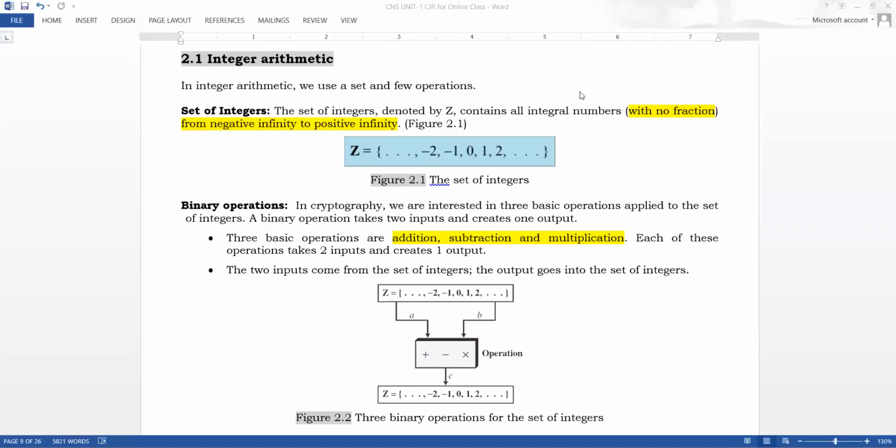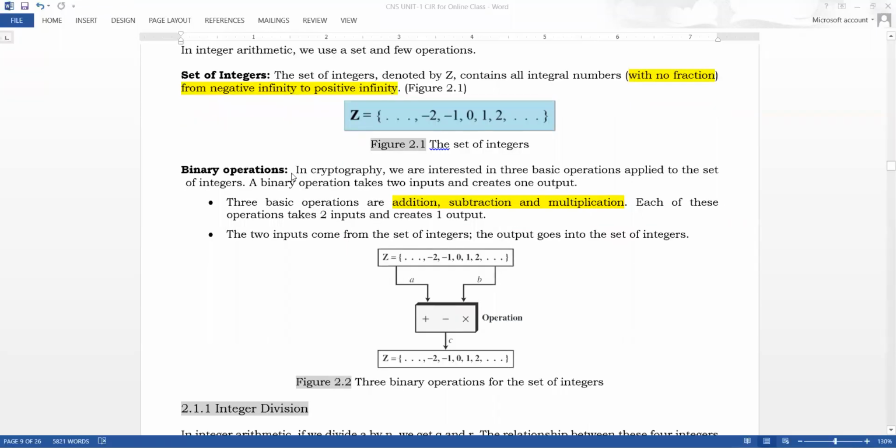Let us discuss the mathematics of cryptography. In this first topic, integer arithmetic. Here, the set of all integers from minus infinity to plus infinity, including 0. If you take this set, represented with Z, this is nothing but the set of integers. So the set of integers is defined as a set Z equal to minus infinity to plus infinity, including 0.